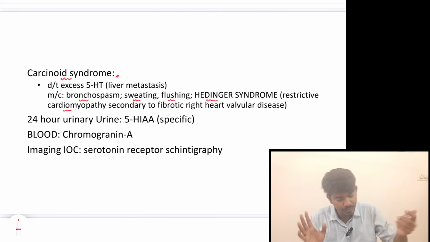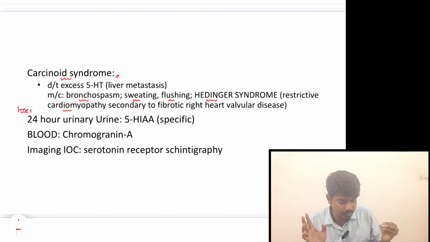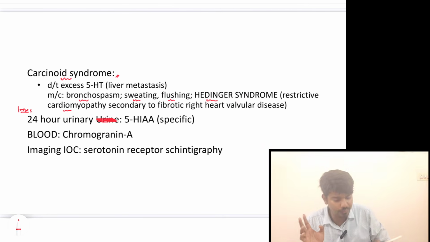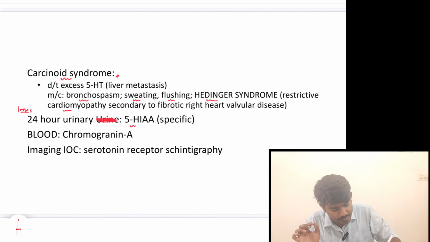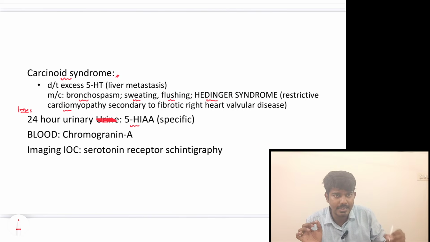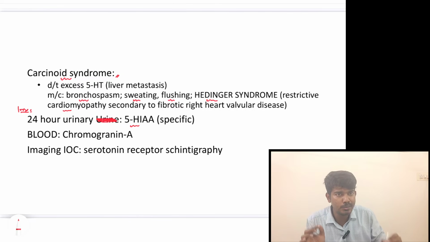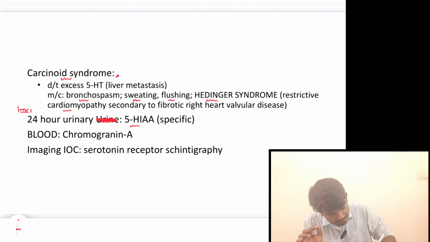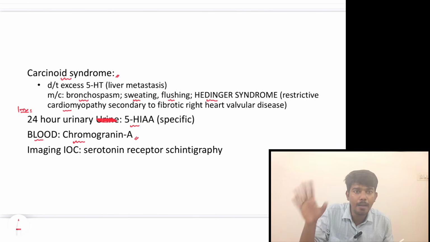Okay, Hedinger syndrome. Then what are the investigations? We have to do a 24-hour urine test, in which 5-hydroxyindoleacetic acid is tested. If it is increased, that is more specific for carcinoid tumors. Then in blood we have to check chromogranin A.